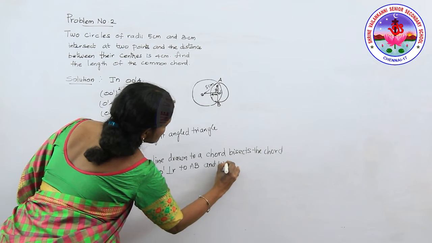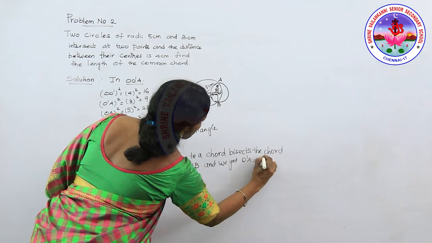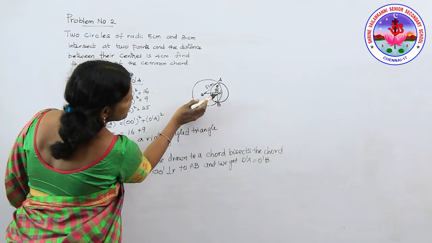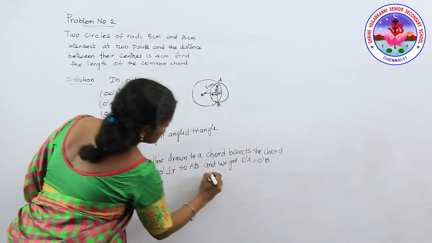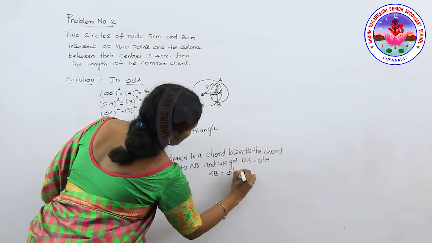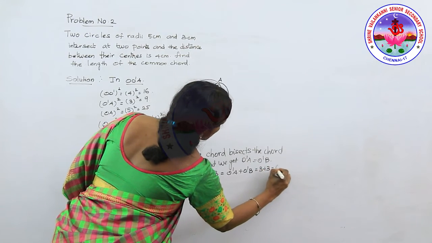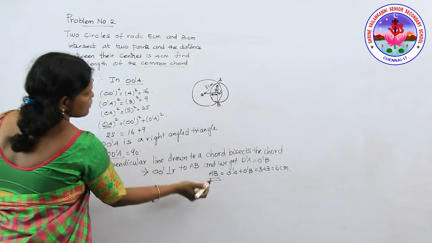And we get O dash A is equal to O dash B. So if O dash A is equal to 3 cm, my O dash B will also be equivalent to 3 cm. So I get AB is equal to O dash A plus O dash B, which is equal to 3 plus 3, so 6 cm. I got the length of the common chord as 6 cm.